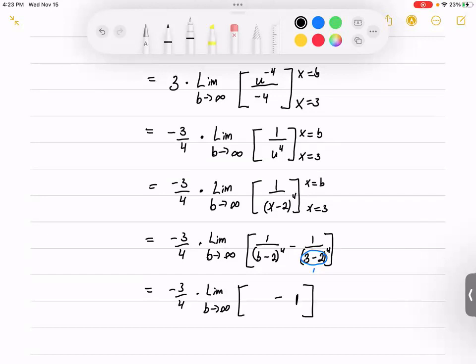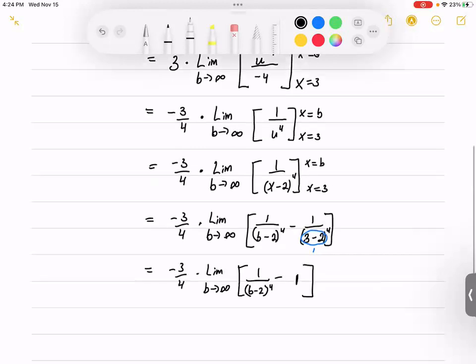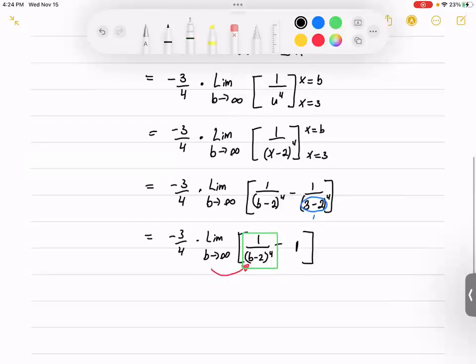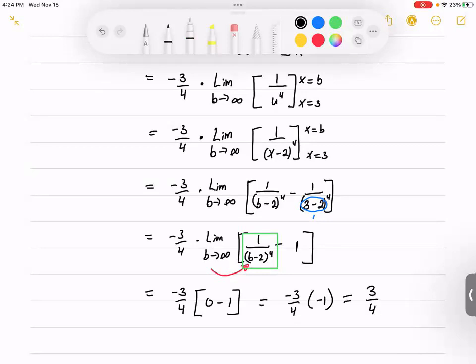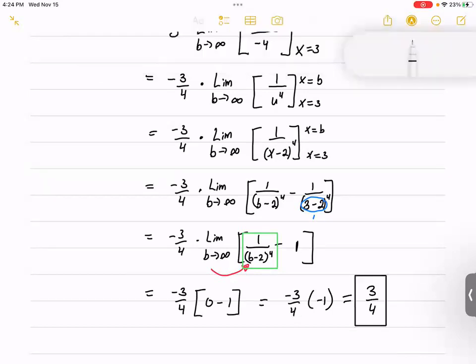And now here, you can't really simplify this. You just leave it alone: b minus 2, to the fourth power. But as b approaches infinity, this entire piece, 1 over (b minus 2) to the fourth power, is going to equal what? That's going to equal 0. So we'll have negative 3/4 times 0 minus 1. But 0 minus 1 is negative 1. So negative 3/4 times negative 1 is equal to 3 over 4. So since the limit exists, it equals 3 over 4 for the improper integral. We say that it will converge to 3 over 4. But I think for this problem, you just leave it as 3 over 4.